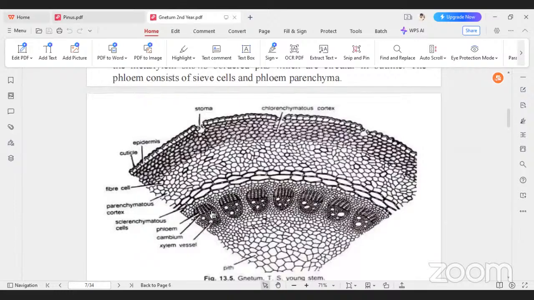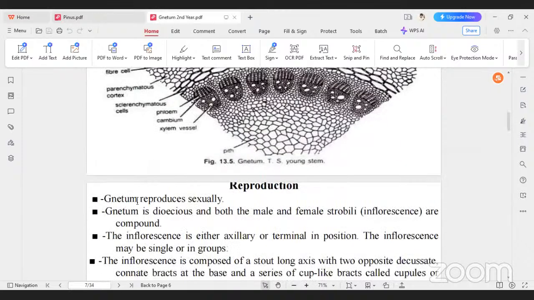U-steel type is also one of the important advanced characters. U-steel means the vascular bundles appear in the form of a ring. This vascular bundle is collateral, conjoint, and endarch type. So this is about the internal structure of the stem.